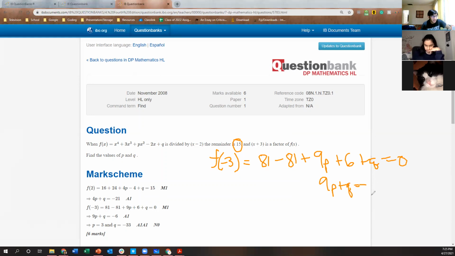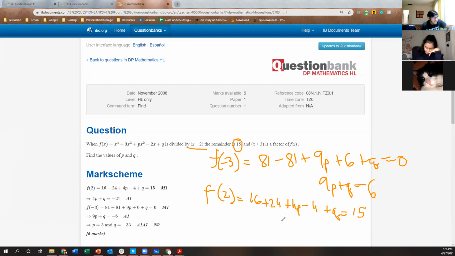Good? And then we once again use the remainder theorem, but with f of 2 instead. f of 2 is going to equal 16 plus 24 plus 4p minus 4 plus q, and that's going to equal 15 because they told us the remainder is 15.